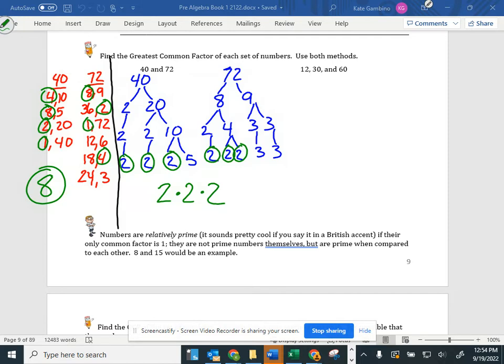So I need to find the product. I need to multiply those primes together. 2 times 2 is 4. 4 times 2 is 8. Look at that. Same common factor.